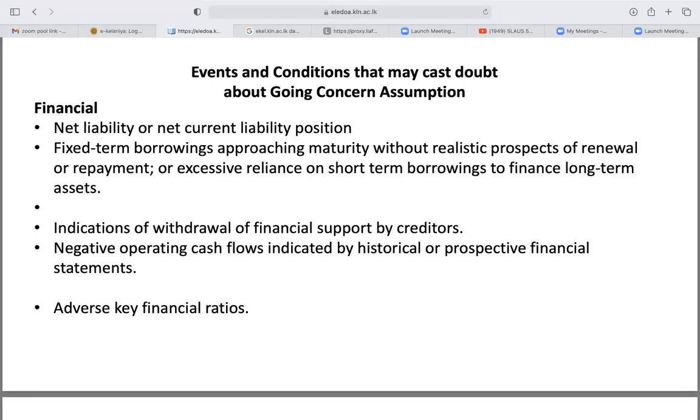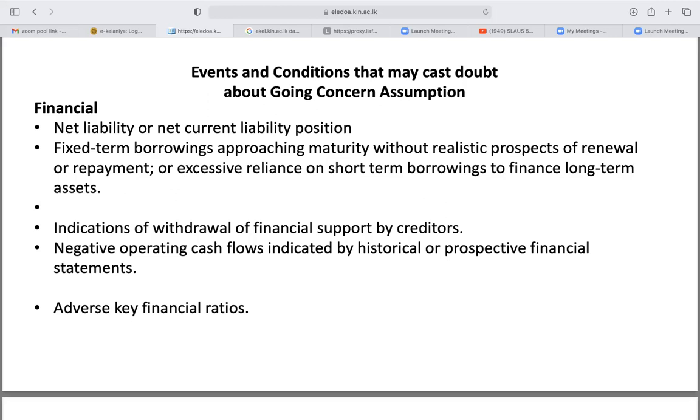Negative operating cash flows indicated by historical or prospective financial statements. So now we are having negative operating cash flows. We don't have dollars, right? We don't have dollars to pay. Negative operating cash flows, right? Indicated by historical or prospective financial statements, right? That means we do have a going concern issue.